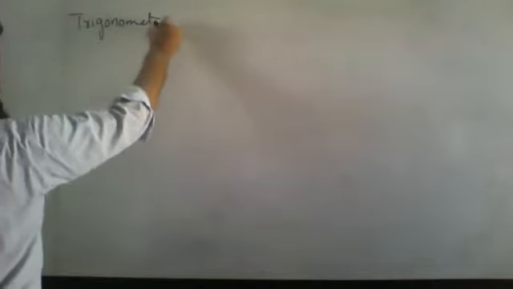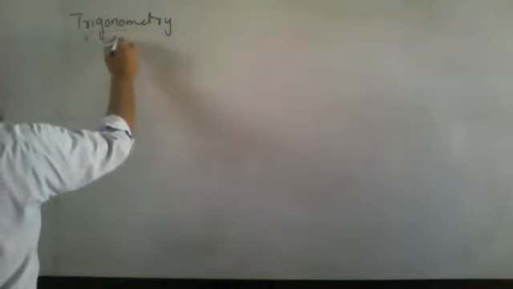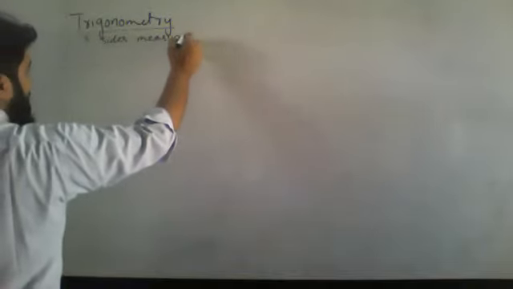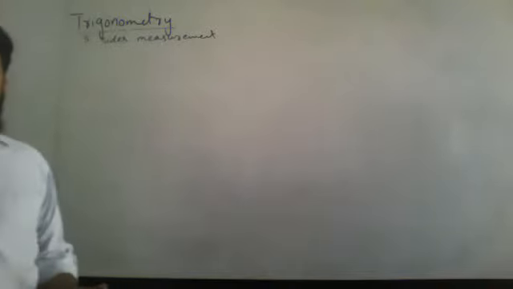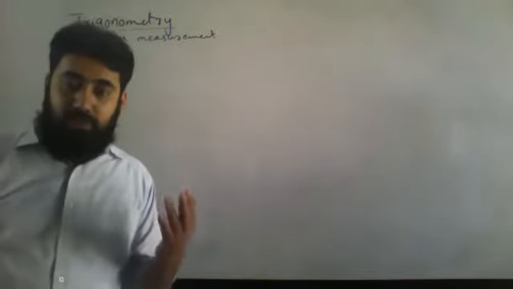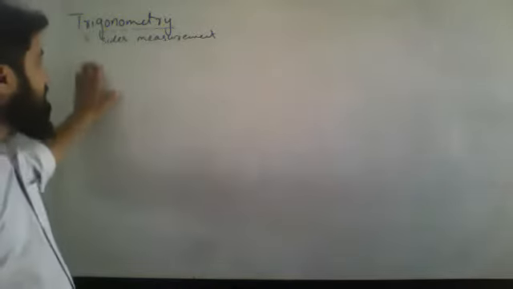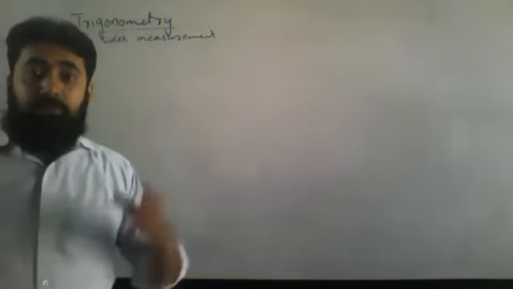Trigonometry. Tri means three, gono means sides, and metry means measurement. So it means that we are going to find out any figure which is three-sided, and three-sided figures are mostly triangles. Okay, so all the three-sided figures are triangles. So basically we are going to talk about the triangles over here.